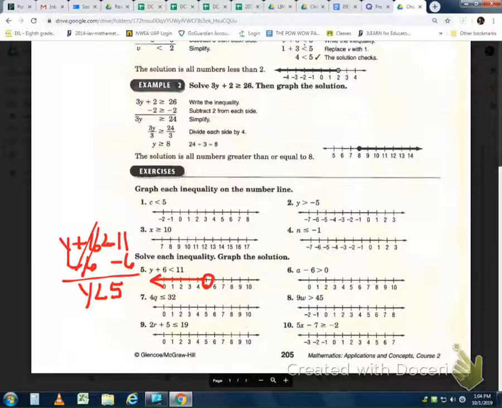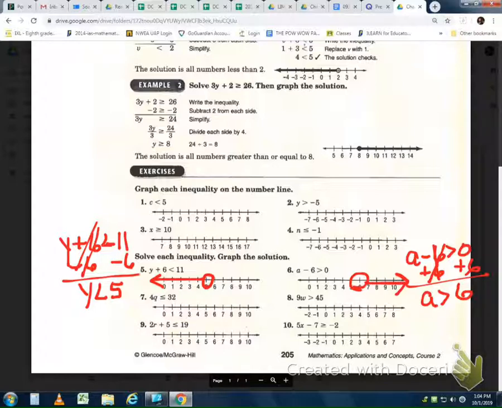Number 6. a minus 6 is greater than 0. How do I get my 6 back? It's a minus 6, and I want just a. Plus 6 on both sides. That takes away these, and a is greater than 6. Open or closed circle? Open. It says greater than 6. Am I going to shade left or right? Right. It's the right because it's greater than.